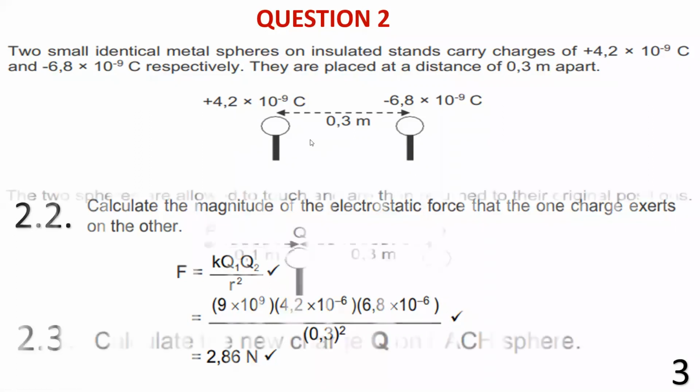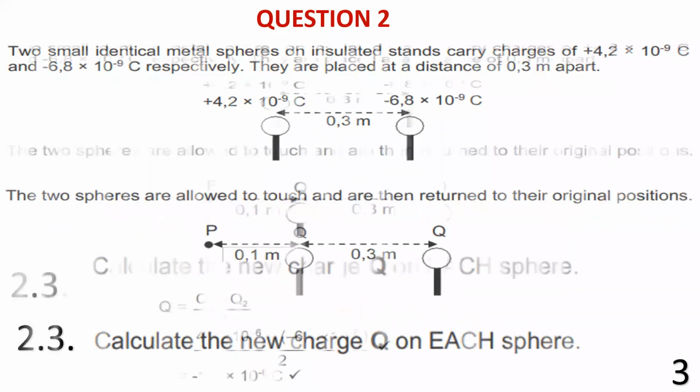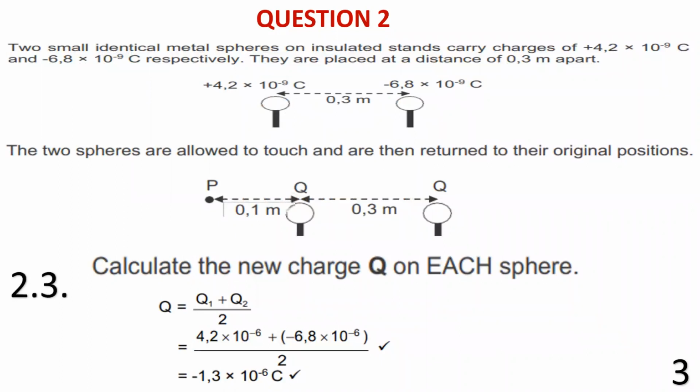Next question, let's continue. When they touch each other, what is the new charge? How do we calculate the new charge? Q1 plus Q2 over 2. But as you know, our power is negative 6. We changed it already. Negative 6, negative 6, negative 6. Let's change all of them. All negative 6. Q1 plus Q2 over 2. So Q1, 4.2 times 10 to the power of negative 6, plus minus 6.8 times 10 to the power of negative 6. And then divide by 2.